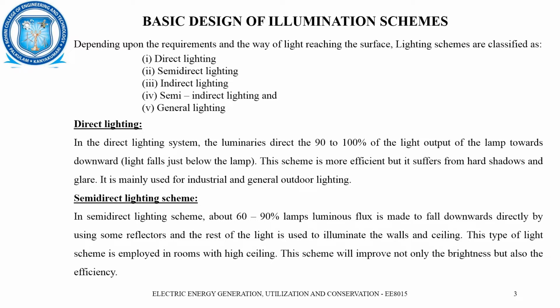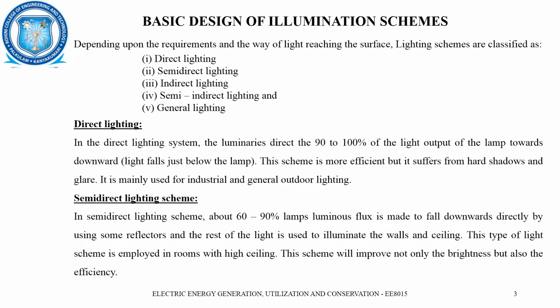For direct lighting, the luminaires direct 90 to 100 percent of the light output of the lamp downward. That is, it focuses on the object where it is necessary. This scheme is more efficient, but it suffers from hard shadows and glare. It is mainly used for industrial and general outdoor lighting.